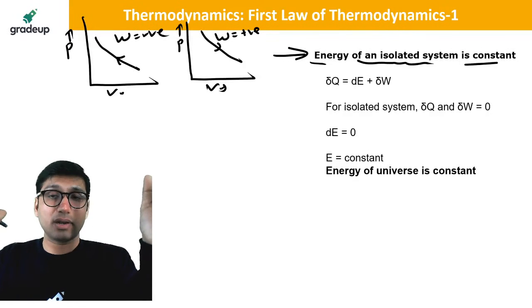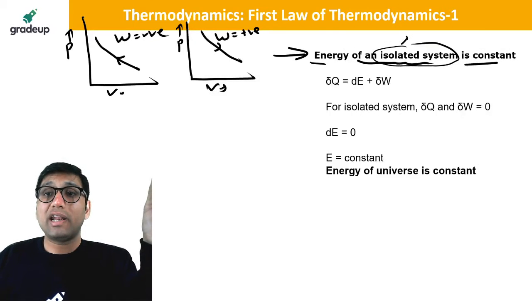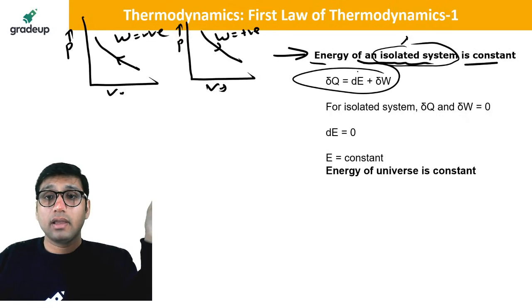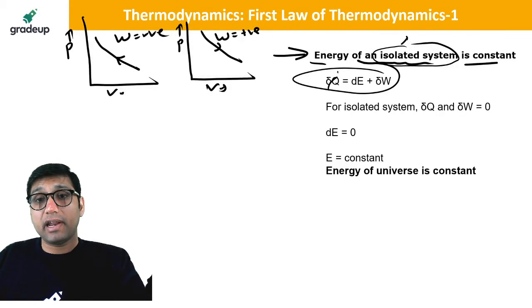Right now our target is to understand this conclusion of the first law of thermodynamics. Energy of an isolated system. What is an isolated system? No energy and mass interaction. That means if it is an isolated system, heat transfer, energy transfer, these all will be zero.